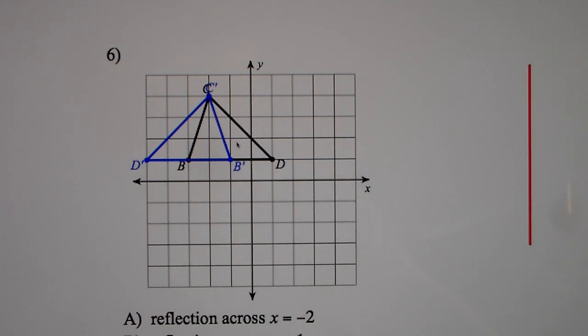Let's look at number 6. From our black to red. Oh, sorry, black to blue. C and C prime, they're right on top of each other. And halfway between B and B prime is right there. So there's our line of reflection. Now it's a vertical line. Anytime you have a vertical line, it's going to be x equals. And it crosses at -2, so that's why it's going to be x equals -2. That's where our line of reflection is.